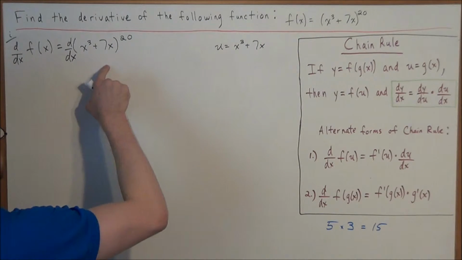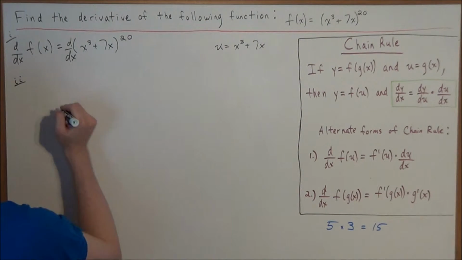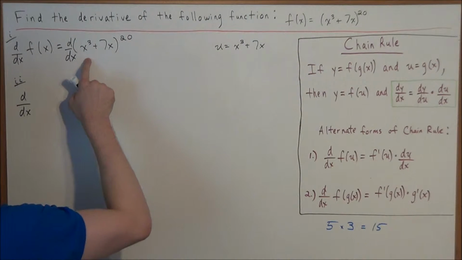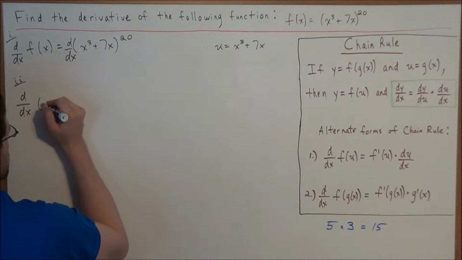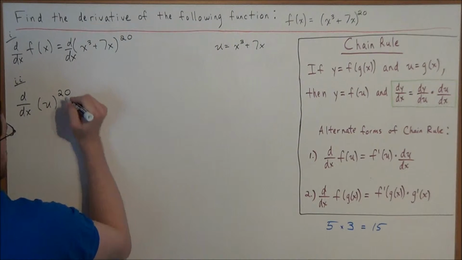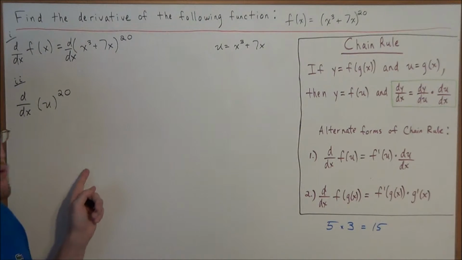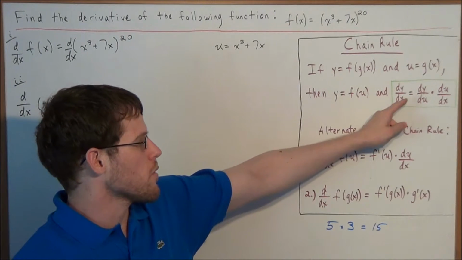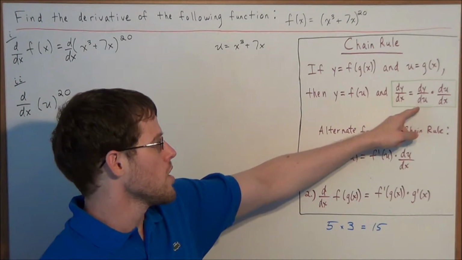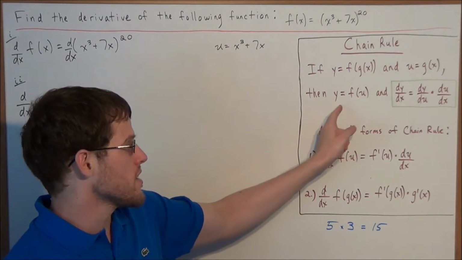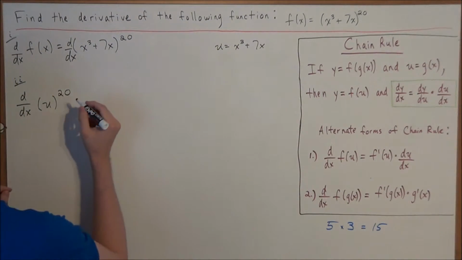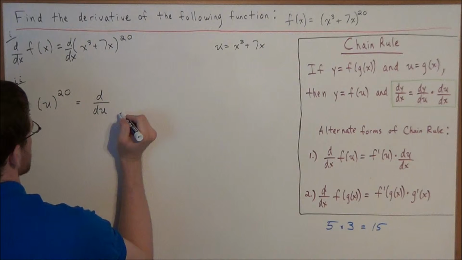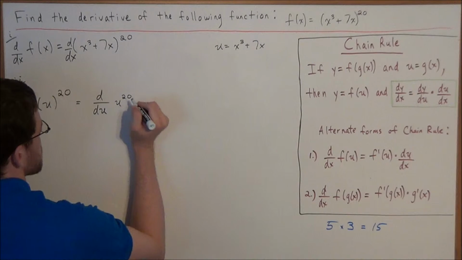Now, what this allows us to do in the next line of this problem, we're going to look at ddx of, and now instead of x to the third plus 7x, we're going to just call this u. So we have u to the 20th power. Now this is where the chain rule is going to come in. Instead of looking at dy dx, we're going to be taking the derivative with respect to u of y. But remember, y is our function of u, so for the next line, we have that this is equal to d du of u to the 20th power.